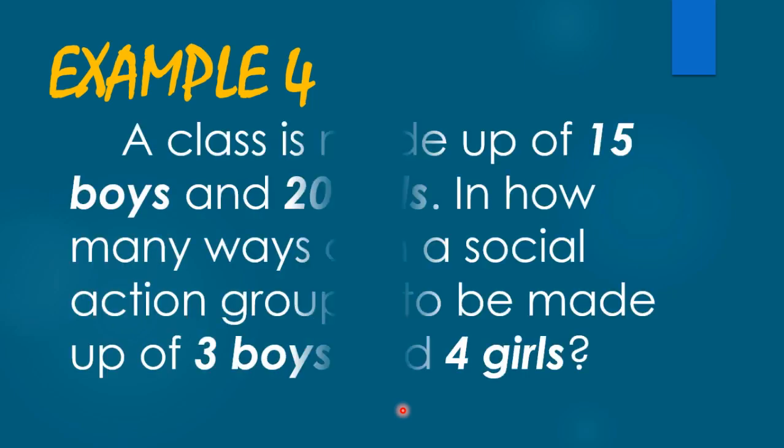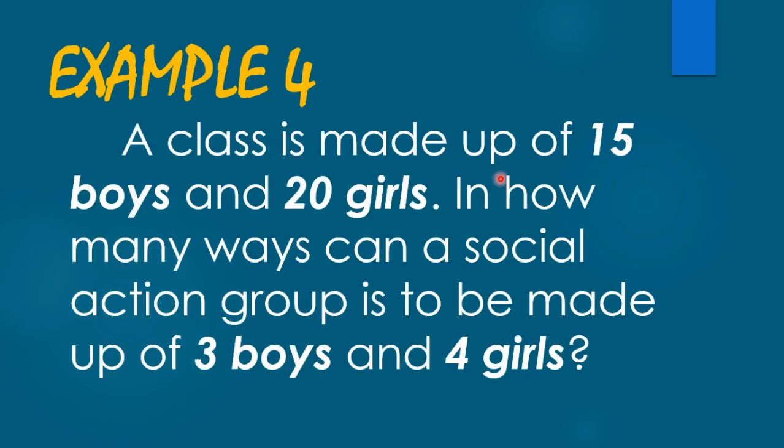Example number 4. A class is made up of 15 boys and 20 girls. In how many ways can a social action group be made up of 3 boys and 4 girls? So we have to add 15 and 20 to have a total of 35 students. And then if we add 3 boys and 4 girls, we have 7 students.